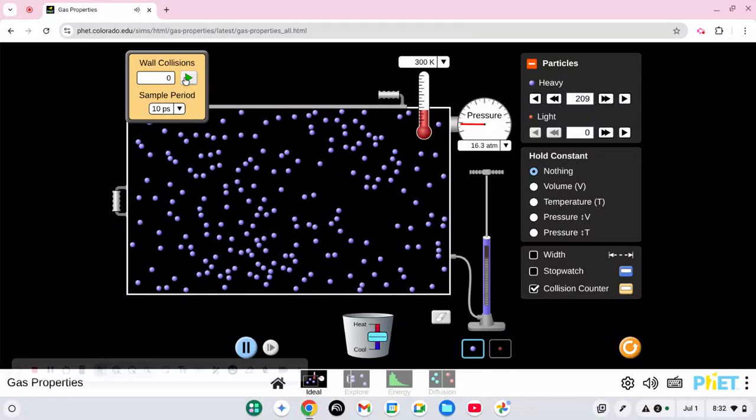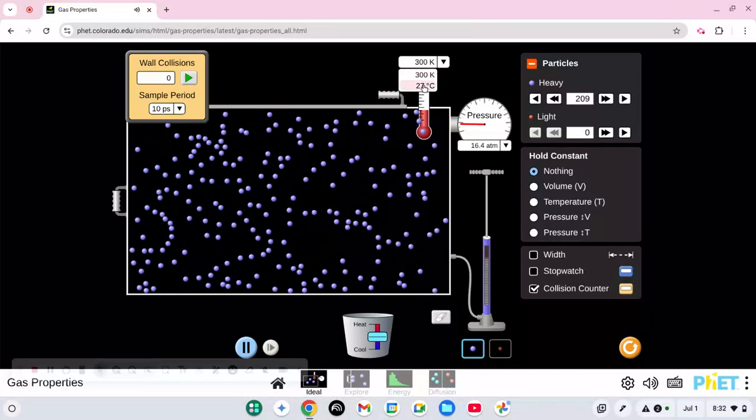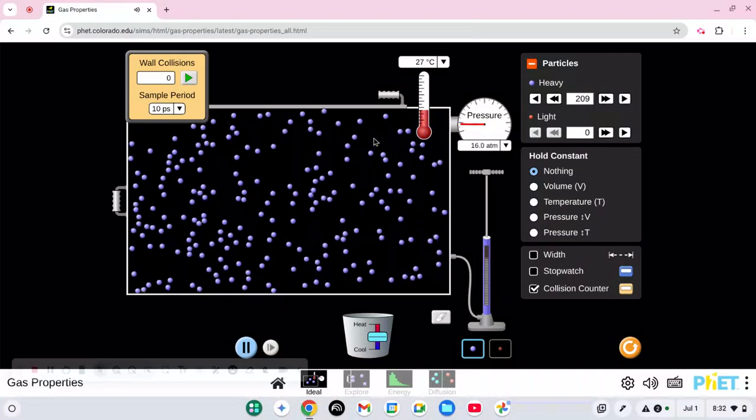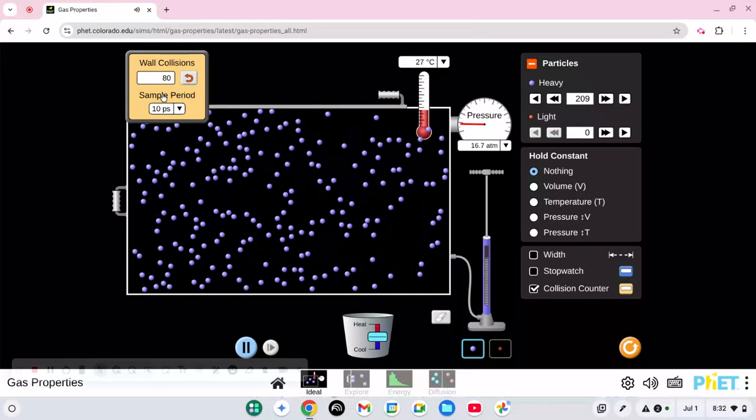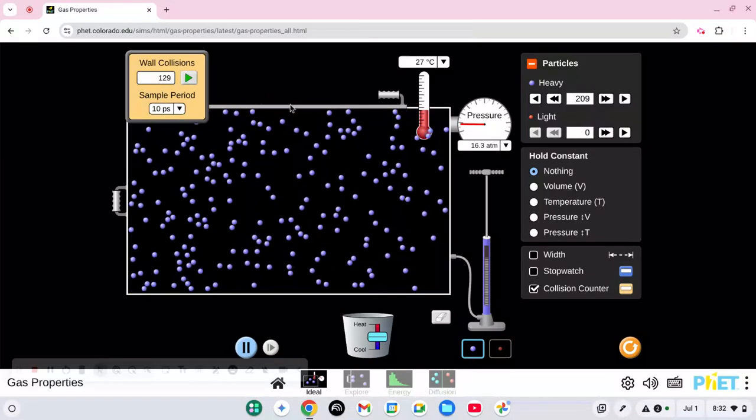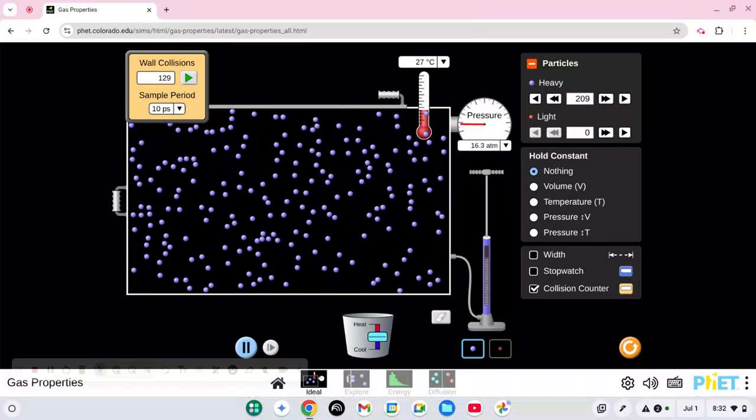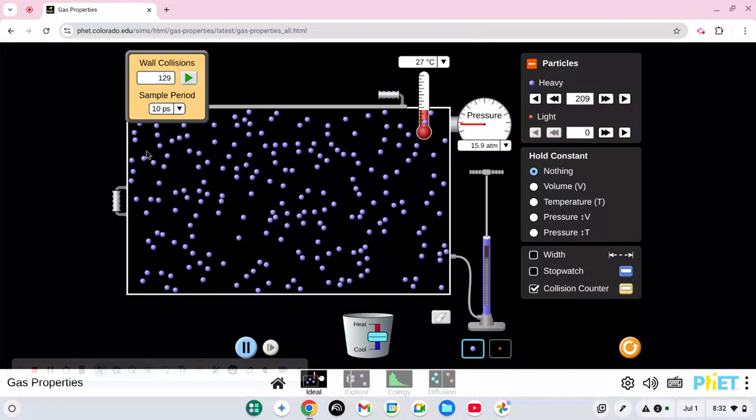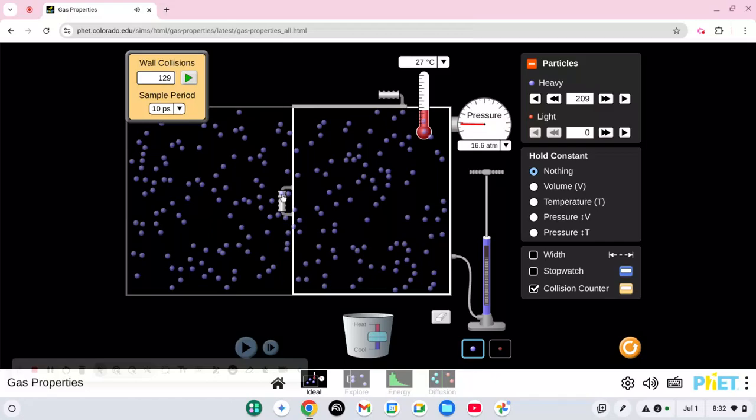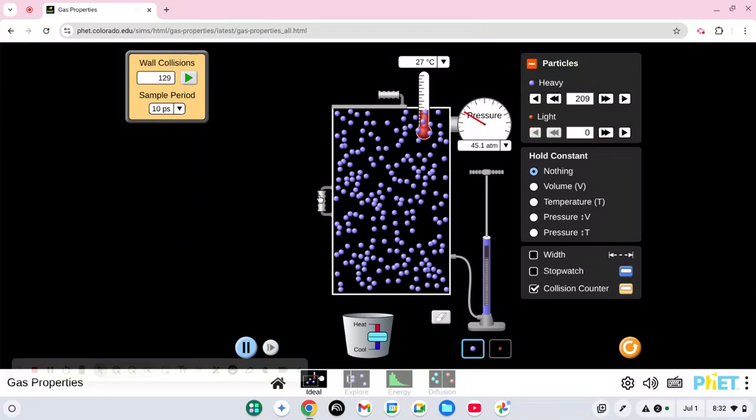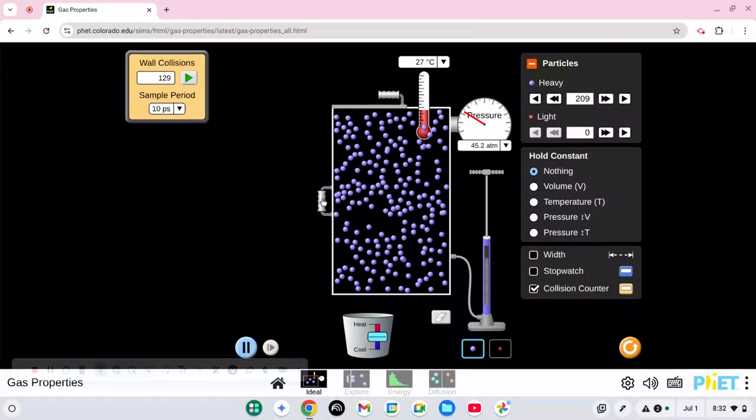Okay, so the collision counter right now, when our temperature is at 300 Kelvin, or you can say 27 degrees Celsius, we can figure out how many times these little particles hit the wall, and it's saying about 129 collisions. Now, what we can do is add pressure by reducing the volume, and you can see that the pressure is going up.